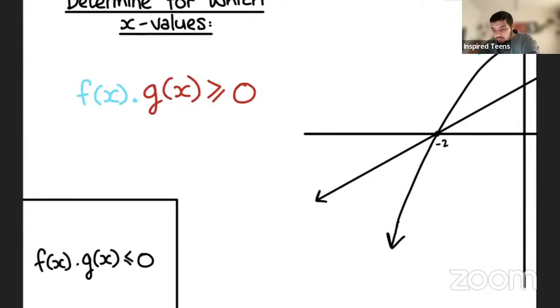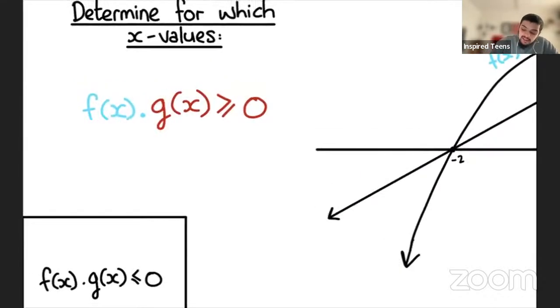Okay, so yes. Now, when we say f of x times g of x being greater than 0, we literally mean for a specific x coordinate, we multiply the y coordinate of that f graph with the y coordinate of that g graph, and we want to get a positive answer when we multiply those two y coordinates. That's essentially what they are saying.